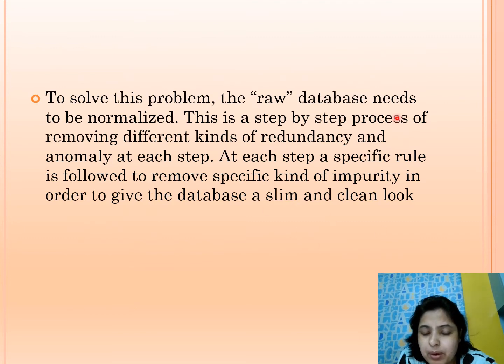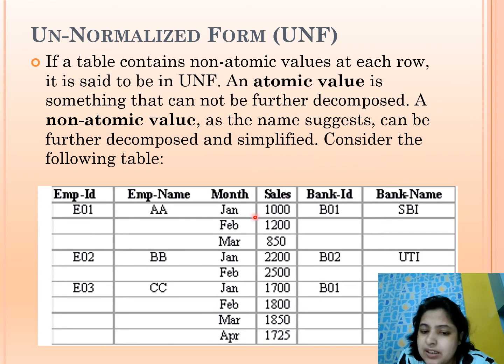To solve this problem, the raw database needs to be normalized. This is a step-by-step process of removing different kinds of redundancy and anomaly at each step. At each step, a specific rule is applied to remove a specific kind of impurity in order to give the database a slim and clean look. First, what is unnormalized?